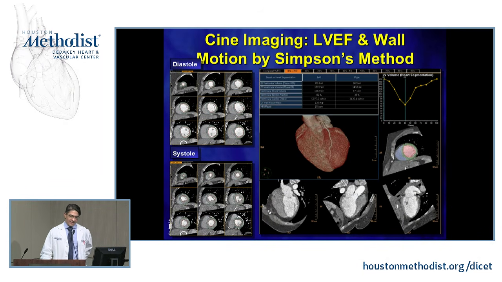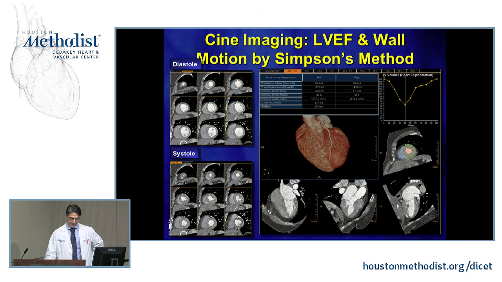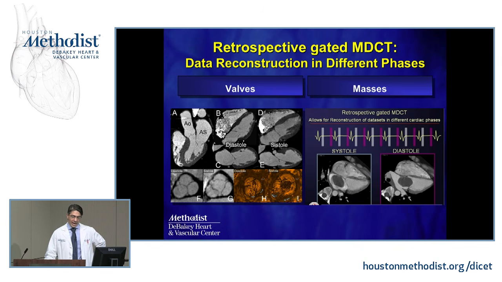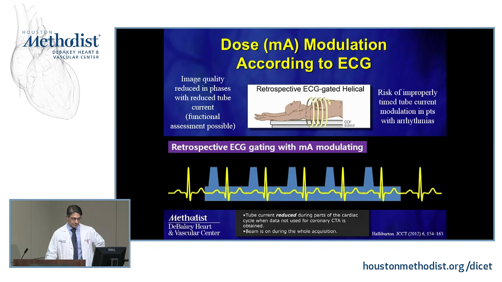And this is just an example with retrospective gating. I have information throughout the cardiac cycle. I can create beautiful functional images like this. Here we're quantitating a left ventricular ejection fraction and volume. And it becomes very important when patients are sent for cases of valves, or for mass cases, because that's when functional information is needed, right? So that's when retrospective gating is employed now, when we need functional imaging.